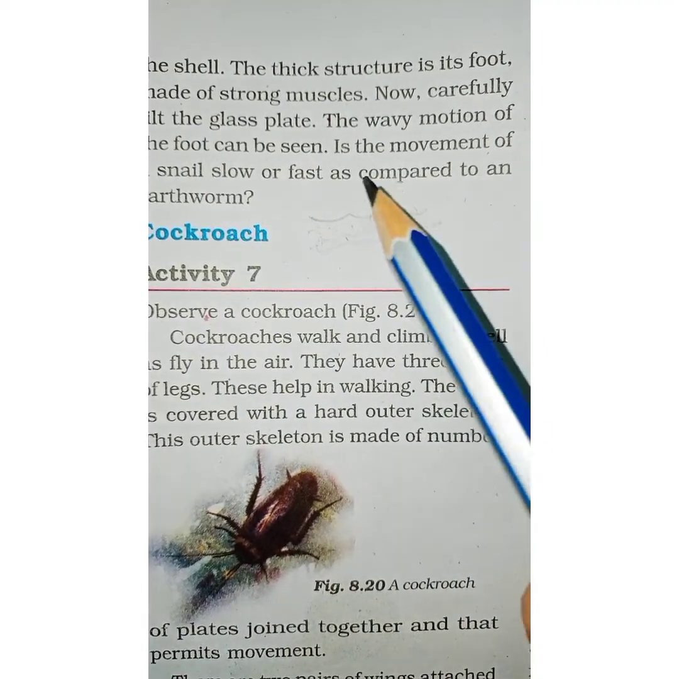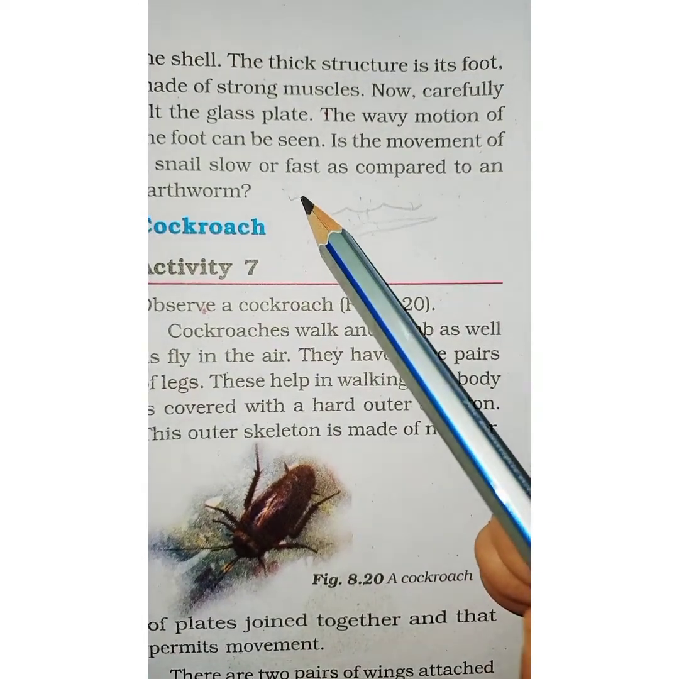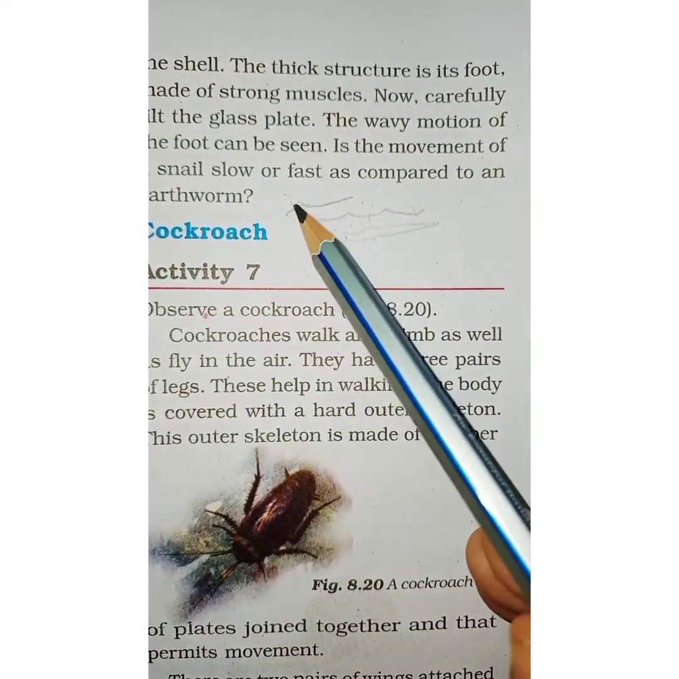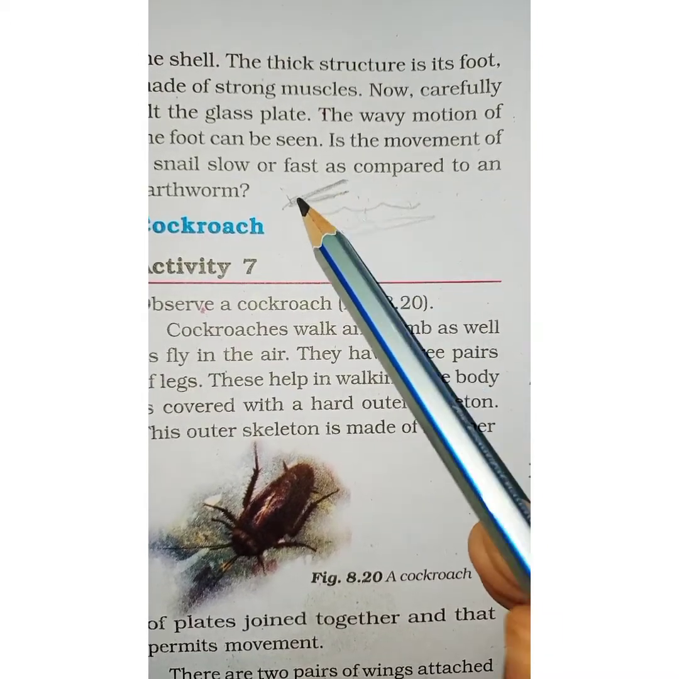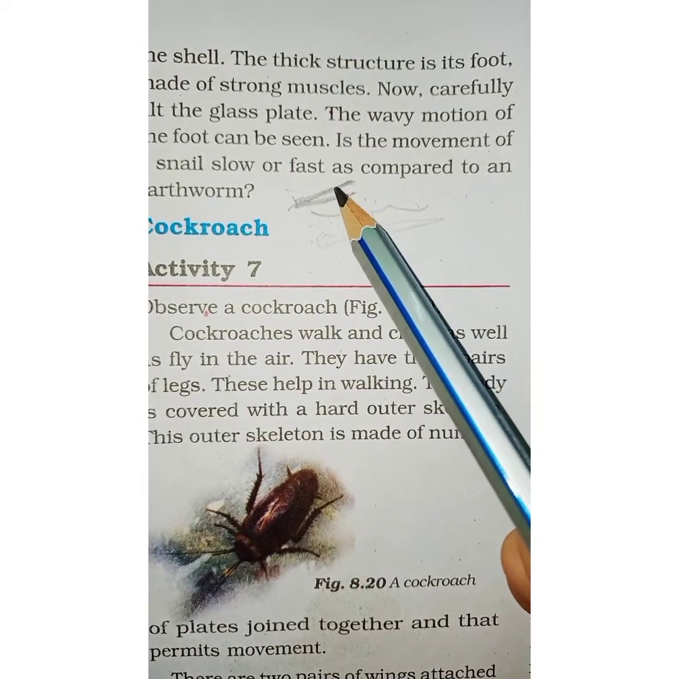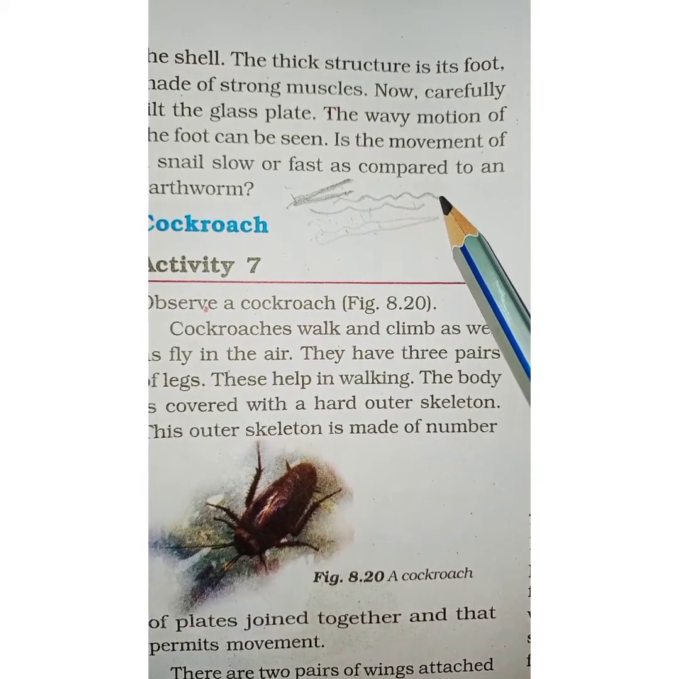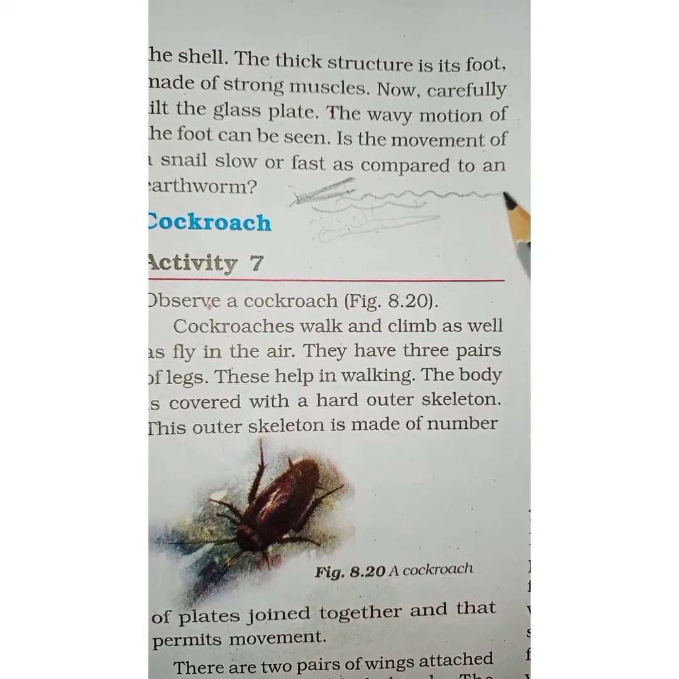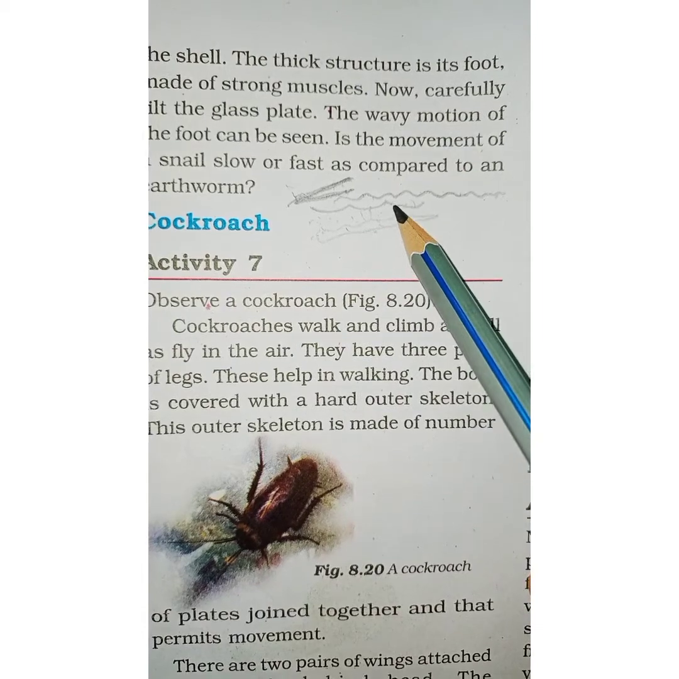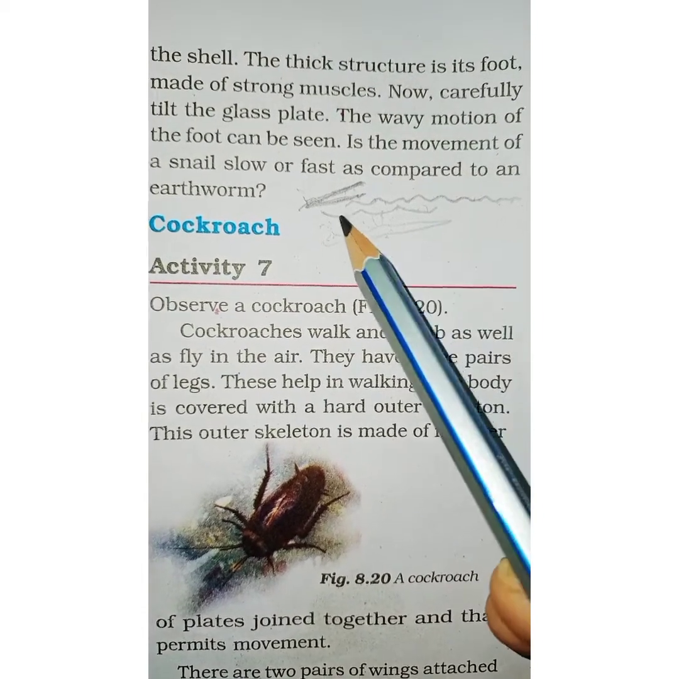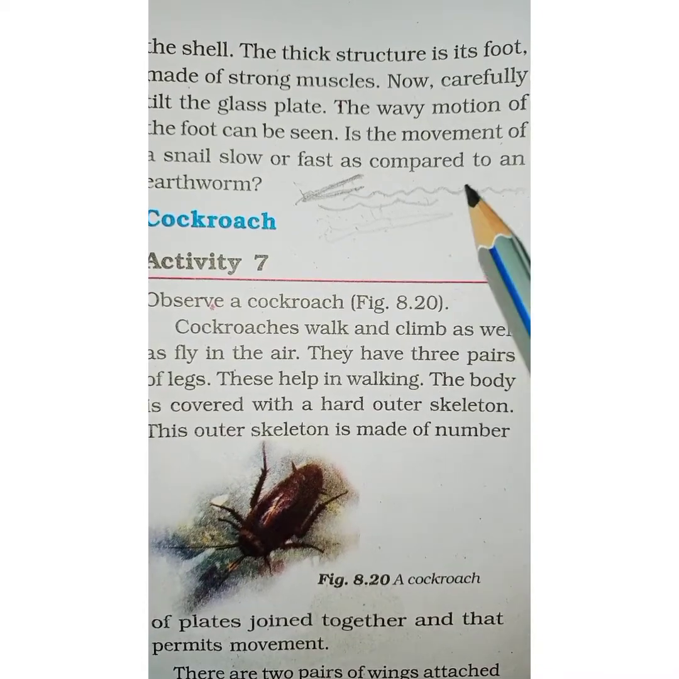Now we will tilt the glass plate and we can see that wavy motion, how it is moving. There will be one foot behind the snail. They don't have 2 feet, it is only one foot. That foot can be seen moving in a wavy motion, in the frontward direction. So you can even compare the speed of the earthworm and the snail, and see whether this is fast or that is slow, or this is slow or that is fast.